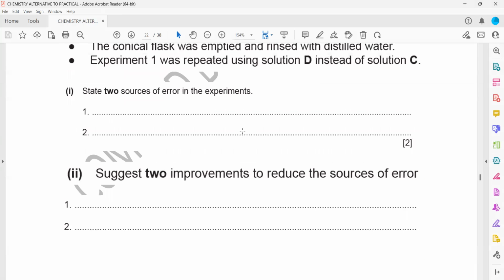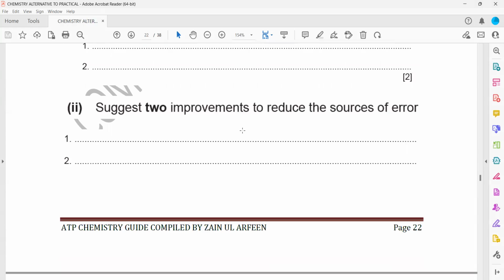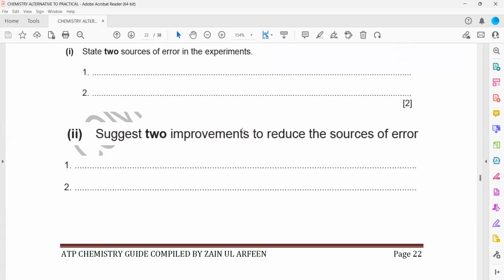So, two sources of errors and two improvements for this titration experiment. I mentioned three of them. One is apparatus, one is the technique you're using, like not repeating it, and one is related to the endpoint.